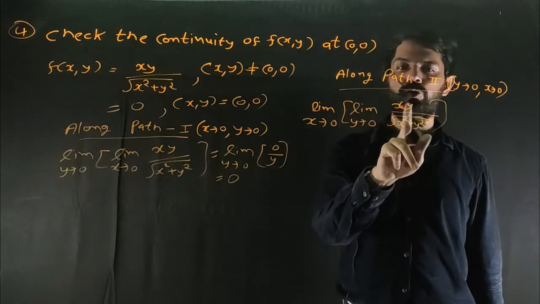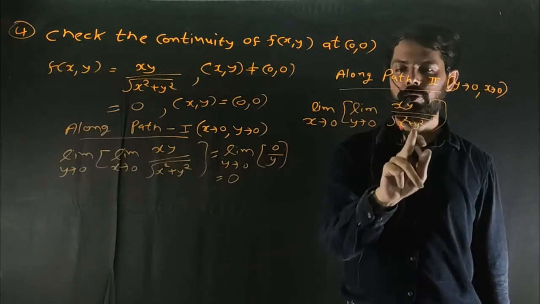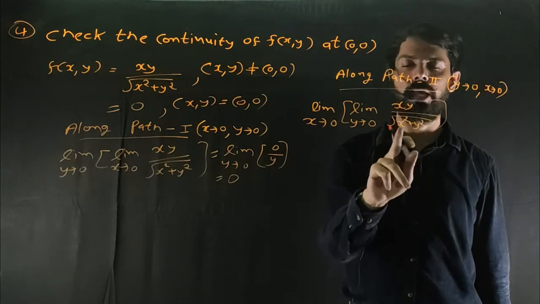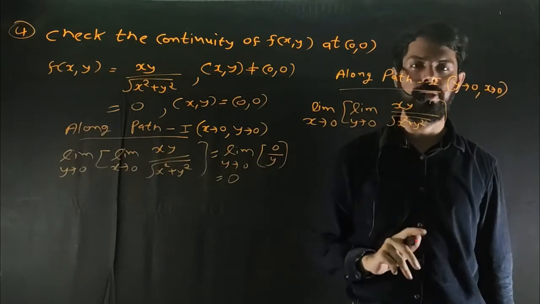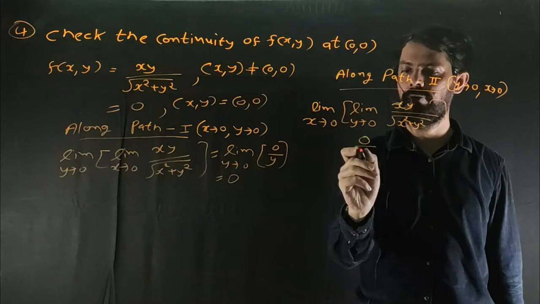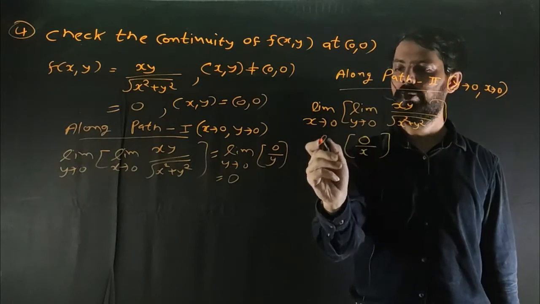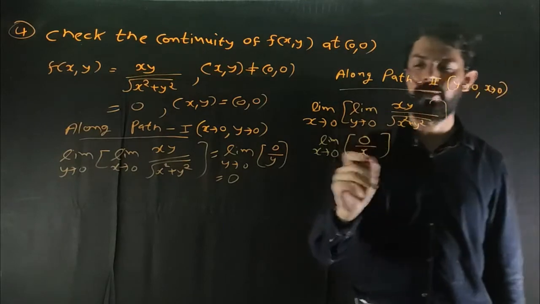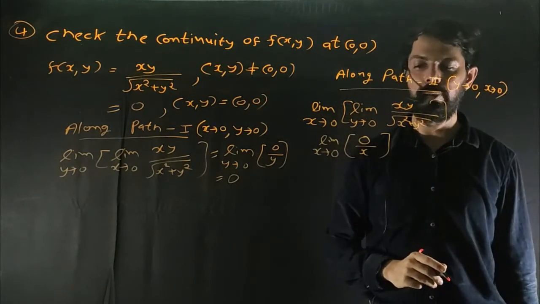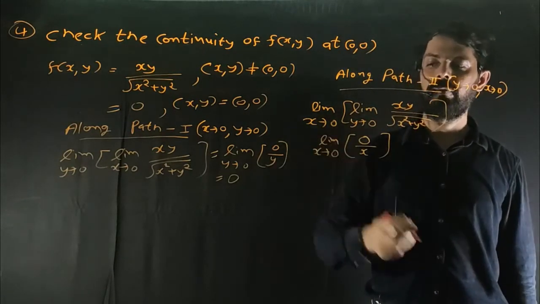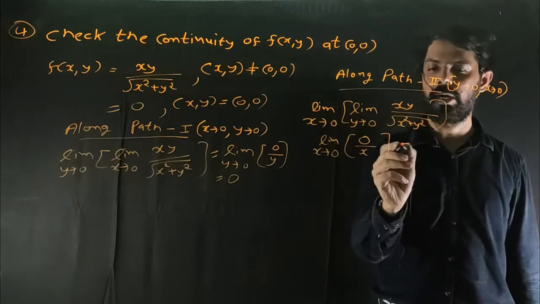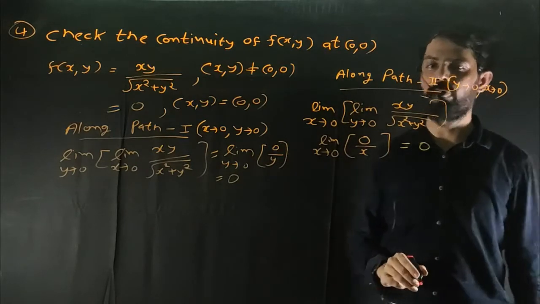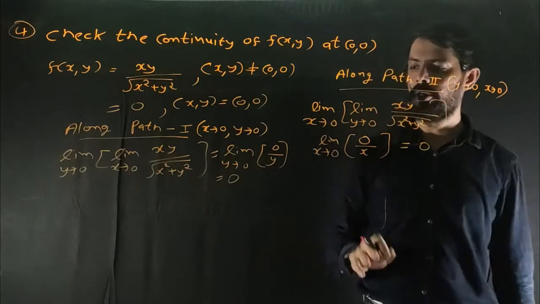Okay, so here replacing y by 0, so numerator will become 0. So here 0 divided by root x square, and root x square, that is x. So this will be 0 divided by x, limit x tends to 0. Now if we simplify this bracket, so 0 divided by x will be 0, and then we will replace x by 0, so answer will be 0. Therefore limit along path 2 is 0.